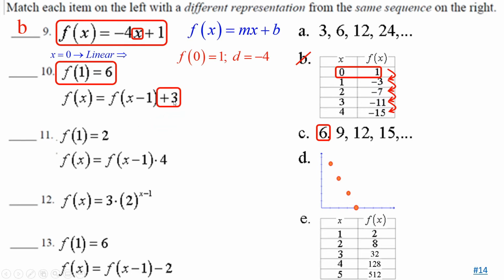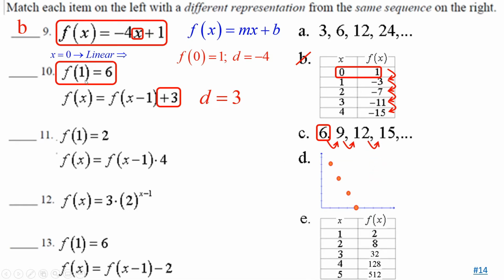Do you see the plus 3? Doesn't this mean the term I'm looking for will always be the previous term plus 3? So this 6, if I add 3, do I get 9? Because I have a common difference of 3 right there. Yes. And if I add 3 to 9, do I get 12? Yes. If I add 3 to 12, do I get 15?